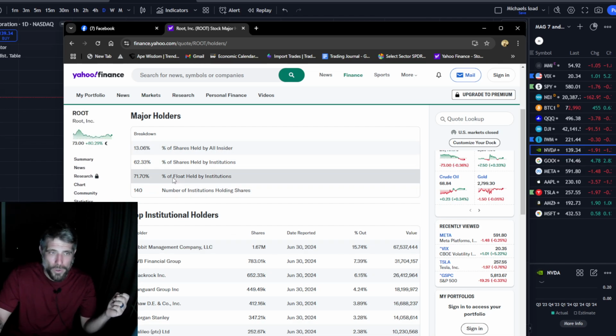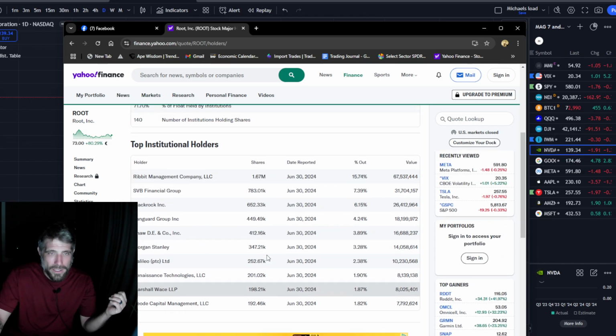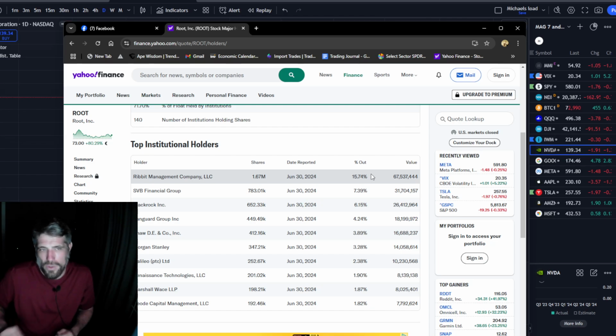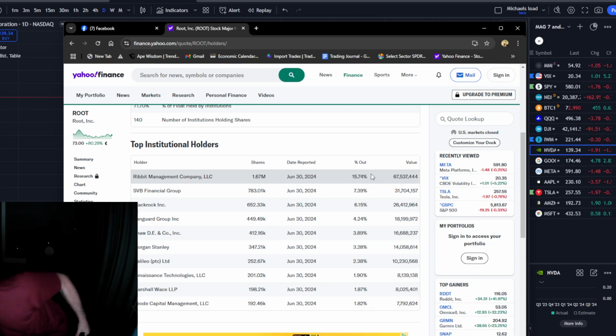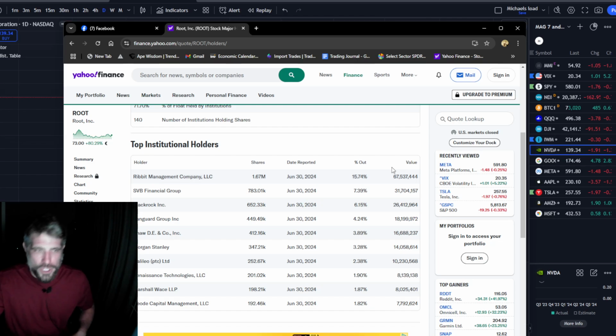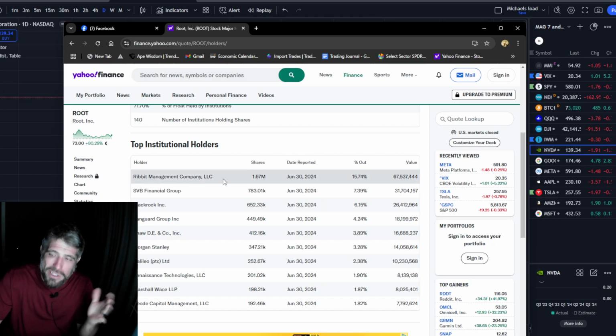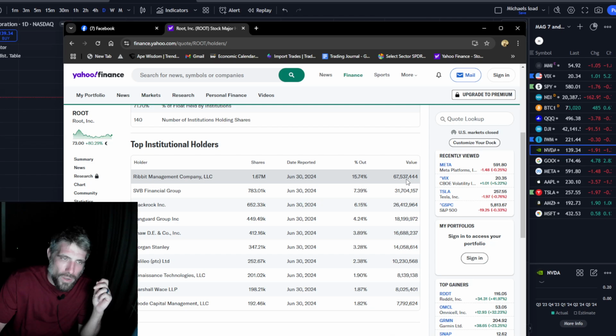So here's all your major holders. 62% is by institutional ownerships. And look here, we have Ribbit Management Company. They own 15% of this. So this is very important to know, okay? If one specific company holds the majority of the shares and this company decides to sell their shares, you have to understand that is a pretty large amount that they could sell off into. $67 million worth of Ribbit Management Company shares could get sold off into this.